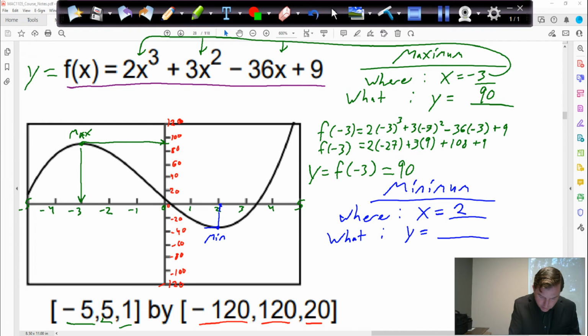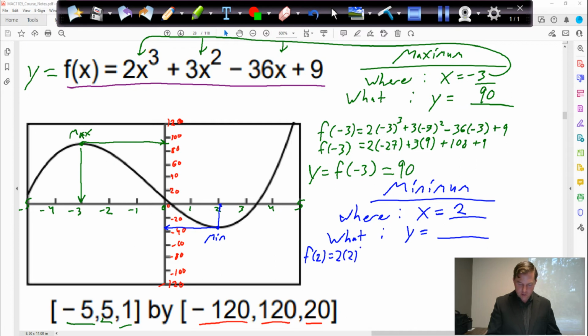I can pull this over. Looks like it's close to minus 40, maybe negative 38 or so. Well, let's just plug it in and figure it out. So we'll plug in 2 whenever we see an x. A little bit easier. I don't have to worry about minus signs here.